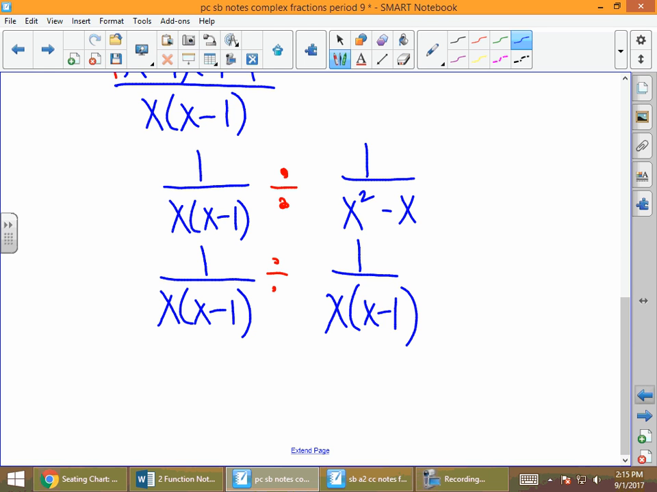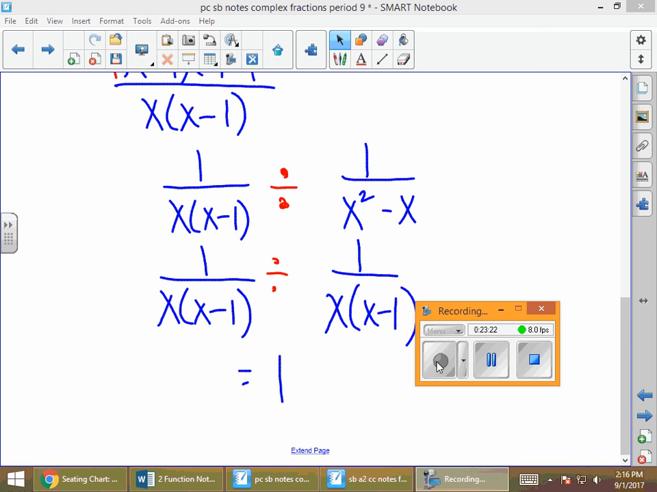Well, do we need to even flip and multiply on this one? No, because we've got something divided by the same something, and what does something divided by the same something equal? Equals 1. I'll show more work if I need to.